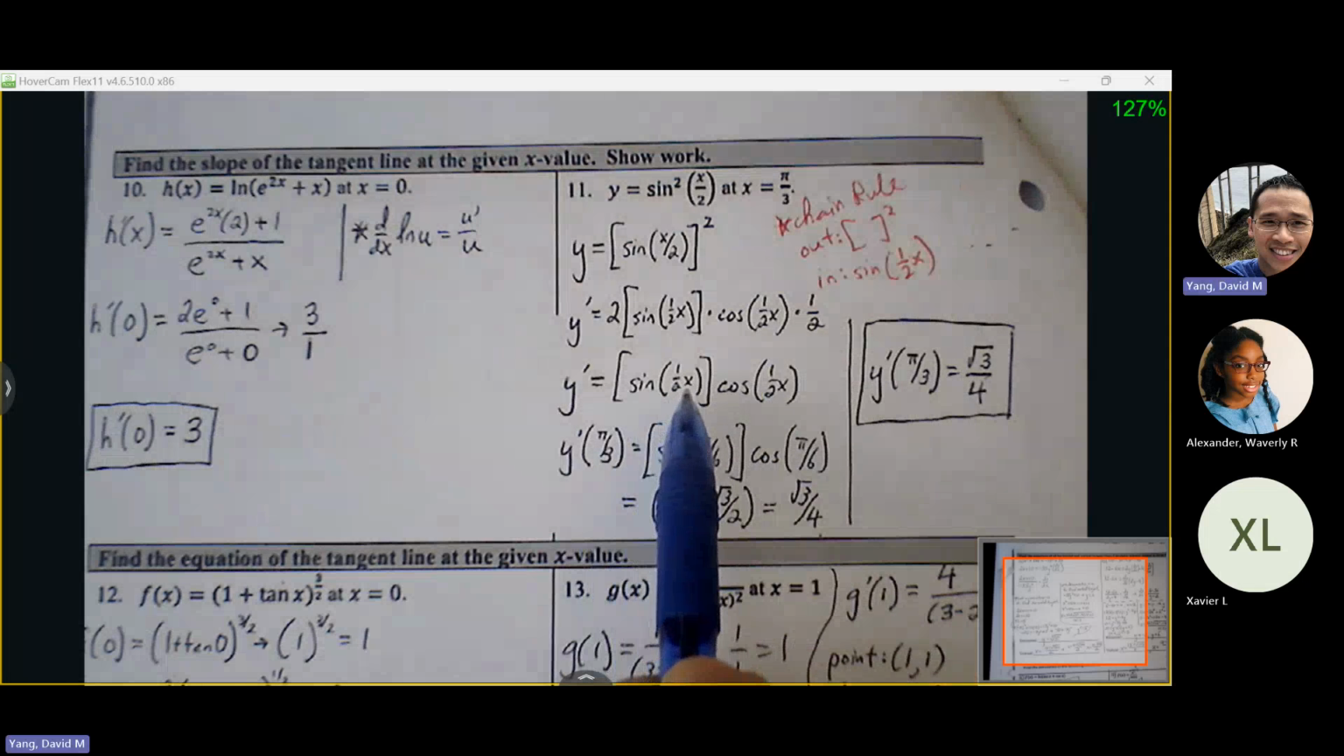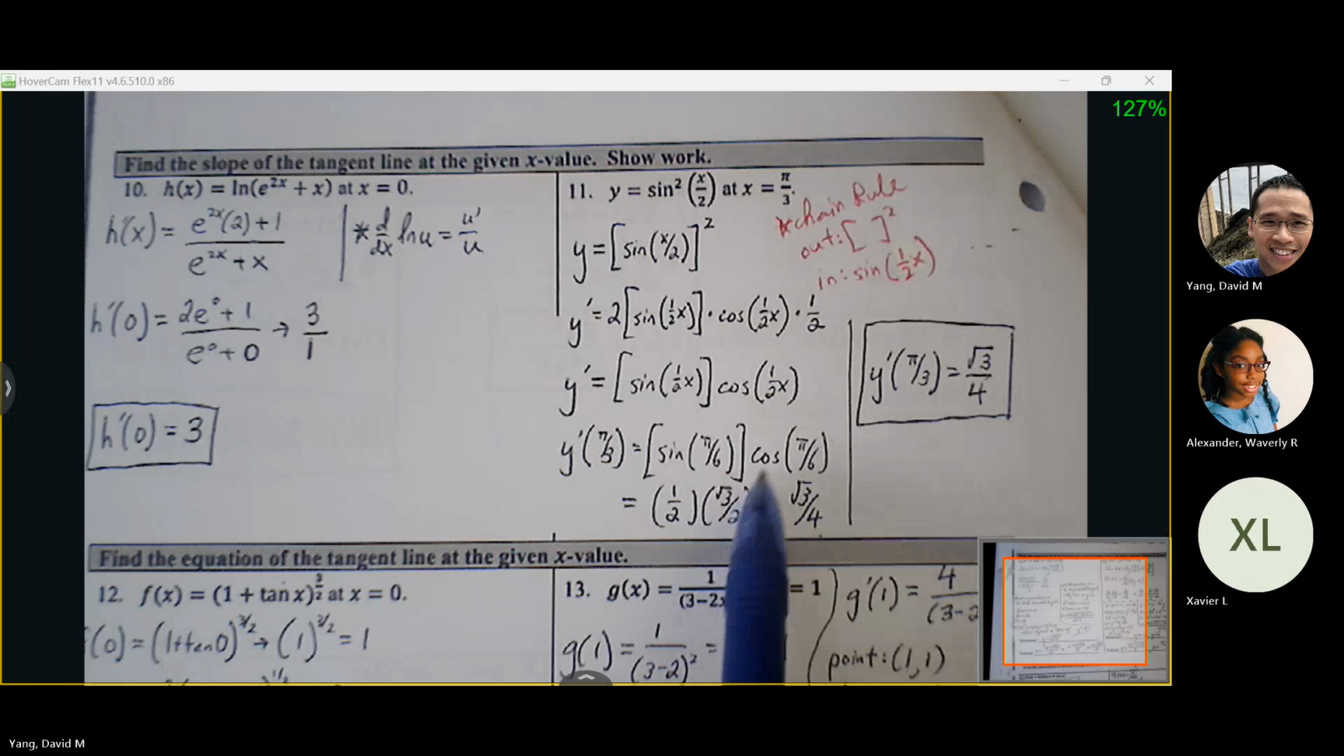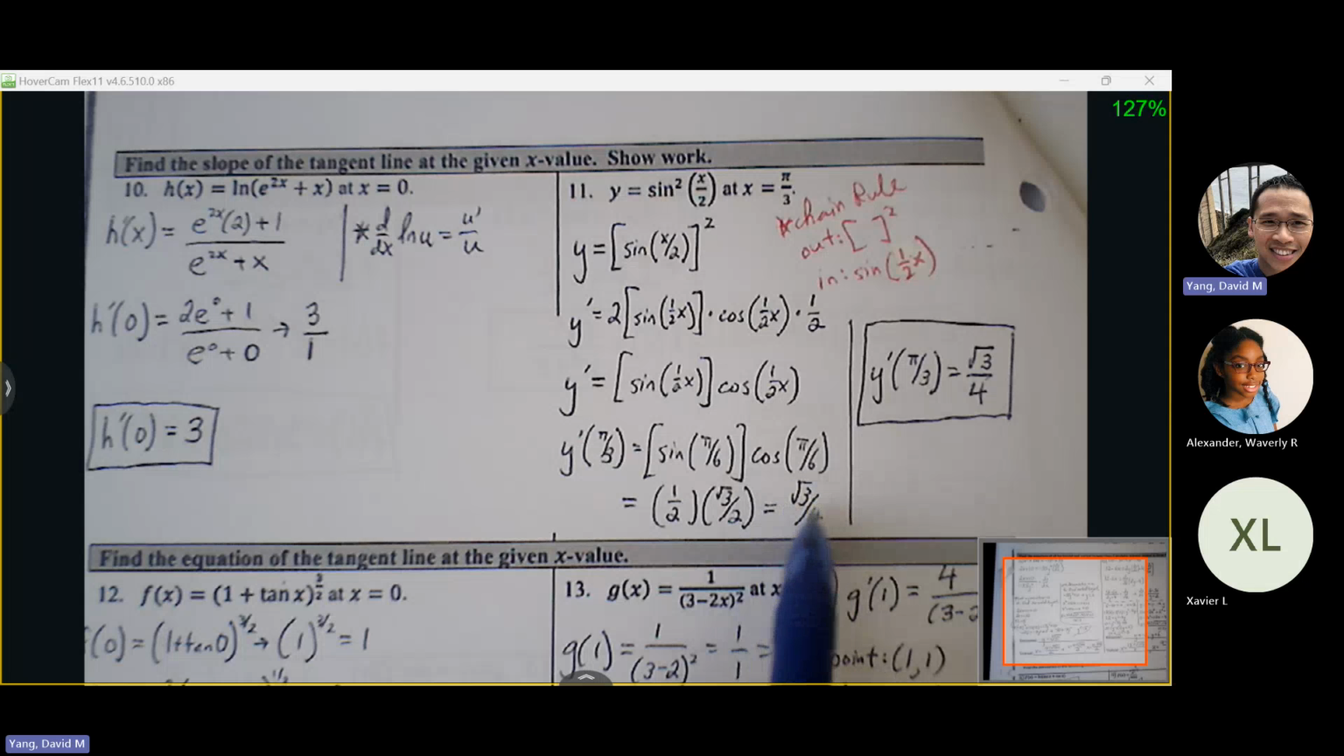And now I'm just replacing x with pi over 3. So that gives me 1/2 times pi over 3, which is pi over 6. And then sine of pi over 6 is root 3 over 2. I'm sorry, sine of pi over 6 is 1/2. Cosine of pi over 6 is root 3 over 2. Combine that to be root 3 over 4.